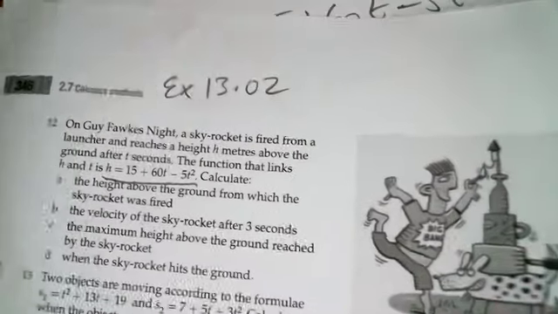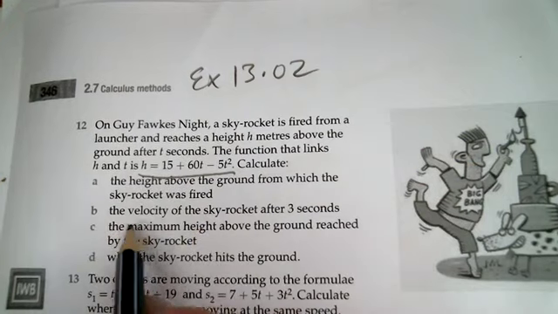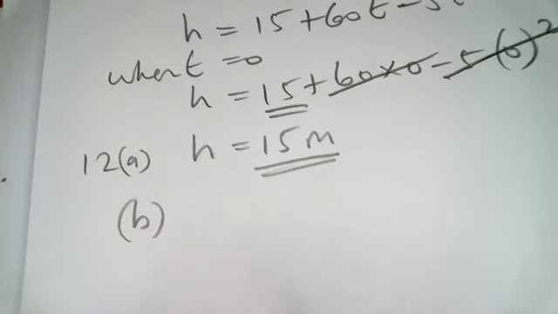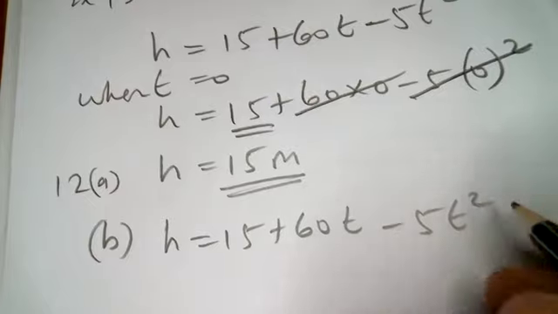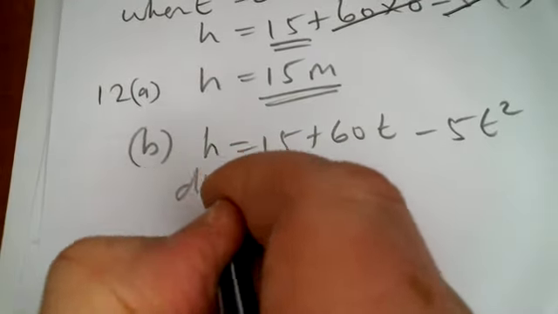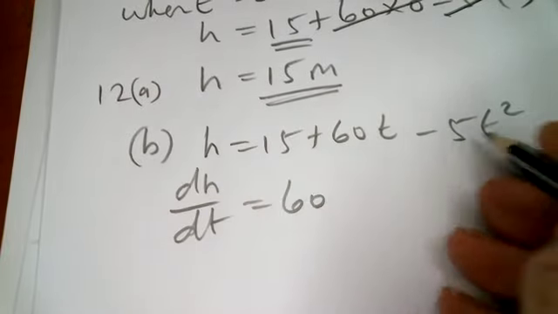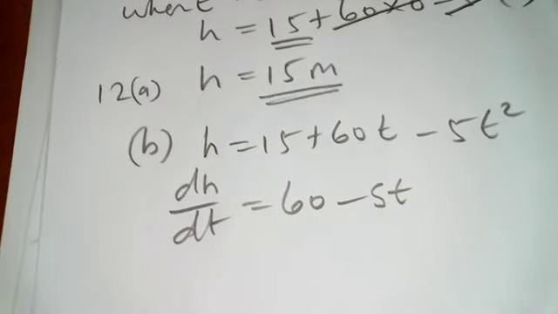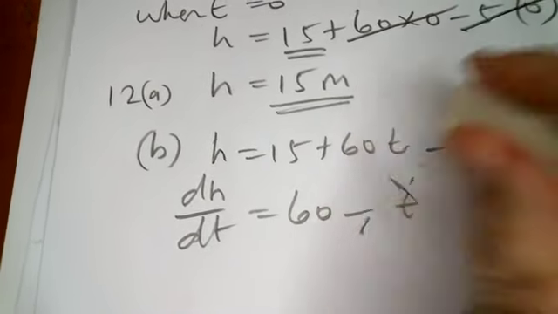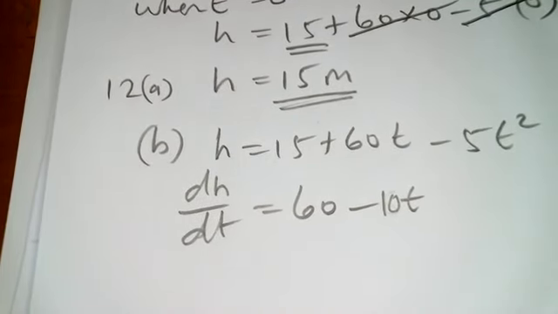12b states we're going to find the velocity of the skyrocket after 3 seconds. Well, we're after the velocity, so we're going to use the equation which we have, which is h is equal to 15 plus 60t minus 5t squared. And we're going to differentiate that. We're going to differentiate h with respect to time. So the 15 goes, the 60 is going to be still there, minus the 5t. Well, it's going to be 5 times 2 is 10. So I'll just fix that up. So it should be 10t. There we go. So minus 10t, and there is the velocity equation.